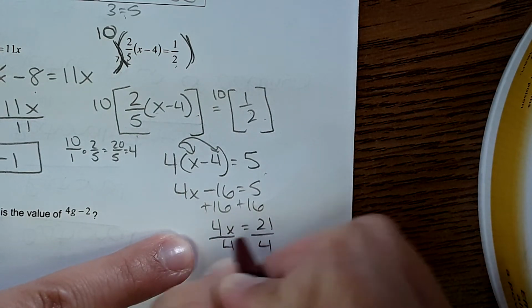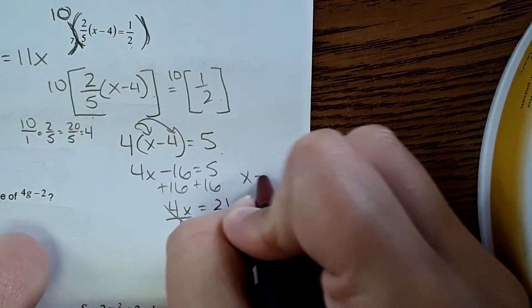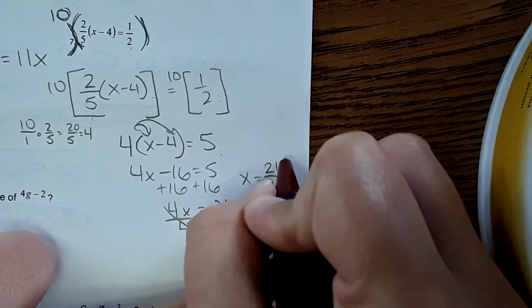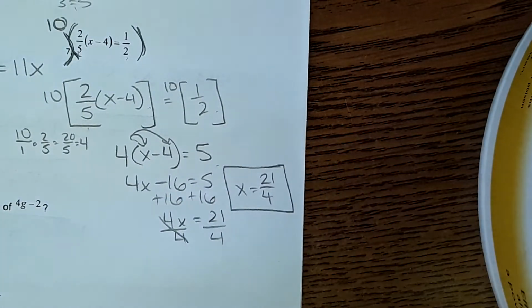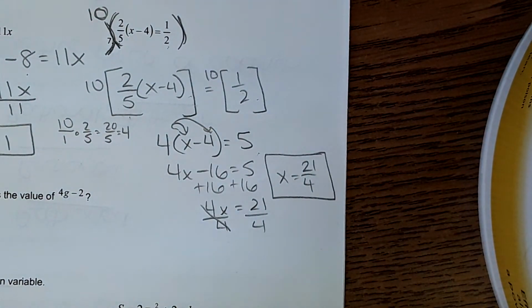Now it doesn't come out pretty. The answer is actually 21 over 4. You would simplify that if you could. I mean, you could turn it into a decimal if you wanted to, but we'll leave it like that.